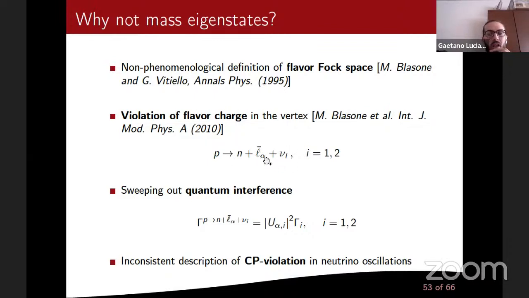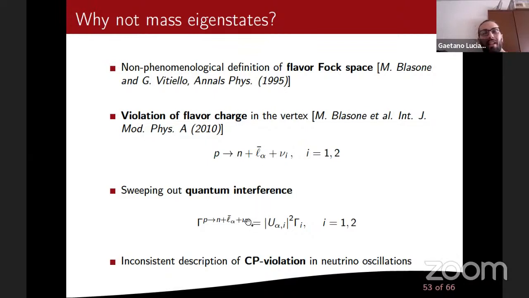Then you can see that if you use the massive states, the massive neutrino here, you have a violation of the flavor charge, because here you have a proton, so zero flavor charge in the initial states. Here you have an anti-lepton of flavor alpha, but if here you put the massive neutrinos, of course, this implies a violation of the flavor charge, because this has flavor charge, let's say -1, but this doesn't have any flavor charge, because this is a massive state. So this implies a violation of flavor charge, which is not allowed in the standard model at tree level.